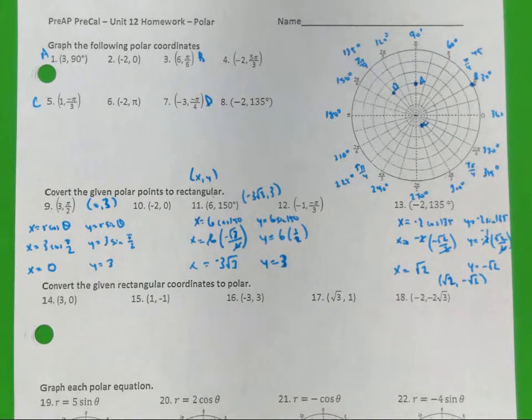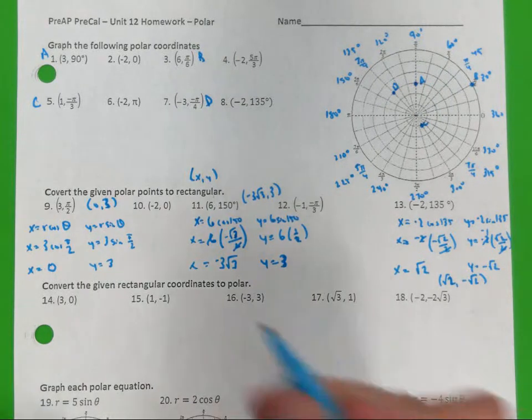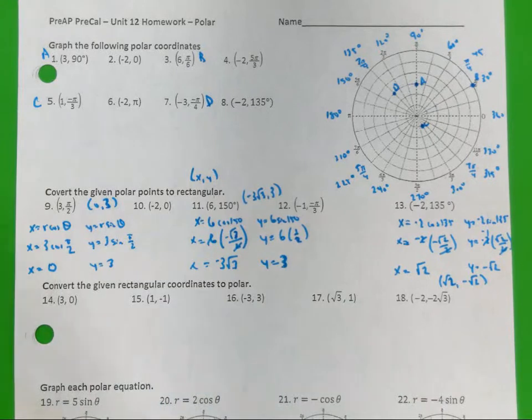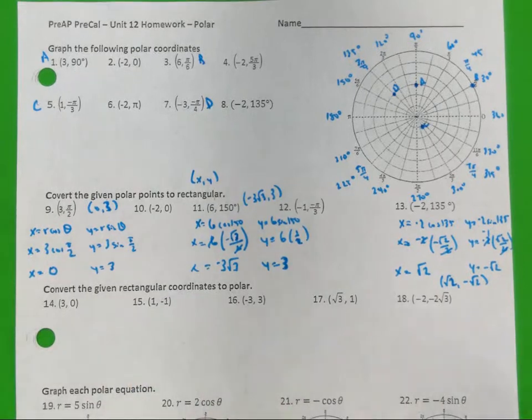Are there any questions on how to do those particular problems? Those are pretty easy. Now, next we're converting from the given rectangular to polar. So if I'm going from rectangular to polar, I need a what? I need an r and a what? Theta. Okay, so my r, first of all, before we go there, we need to determine what quadrant that's in.